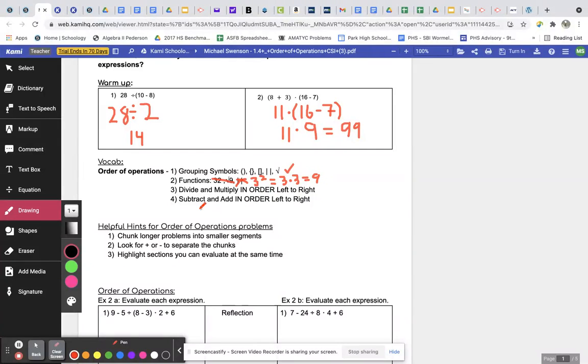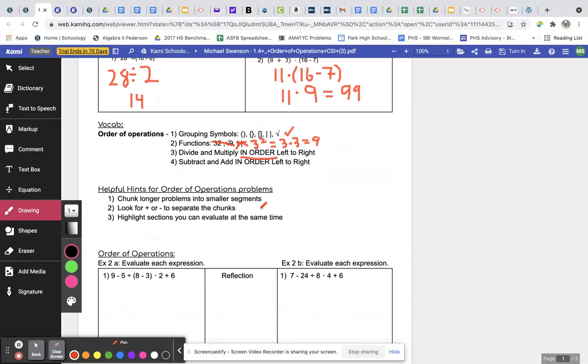Okay? Now, the next one is you have divide and multiply. Now, a lot of students get mixed up with that, but the divide and multiply is done in order from left to right. So multiply does not always come before divide. Divide does not always come before multiply. It's whichever comes first from left to right. And then the last one, subtract and add, you do that also in order from left to right.